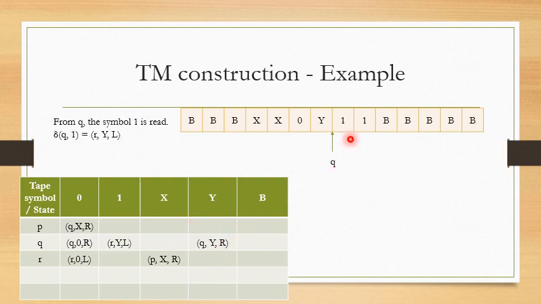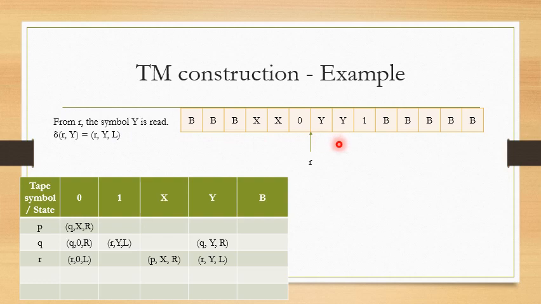Now from Q, I am reading a 1. From Q, when I read a 1, we have done this transition already: R comma Y comma L. So make this 1 a Y and move to the left. The state will be R. Now from R, when I read a Y, it should stay the same Y. We are not making any changes. The state is also the same, R. So R comma Y is equal to R comma Y comma left.